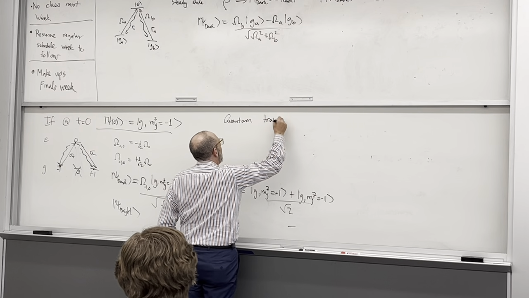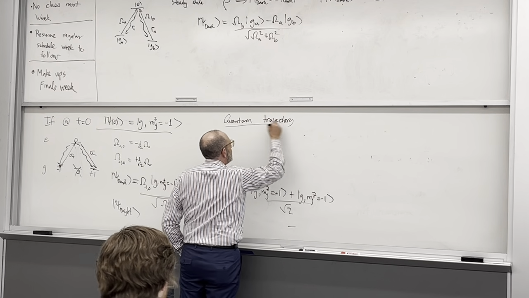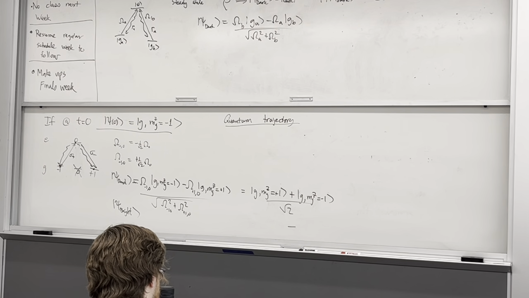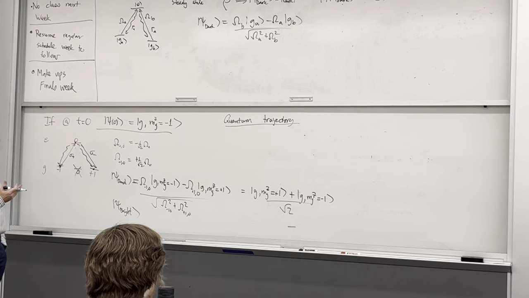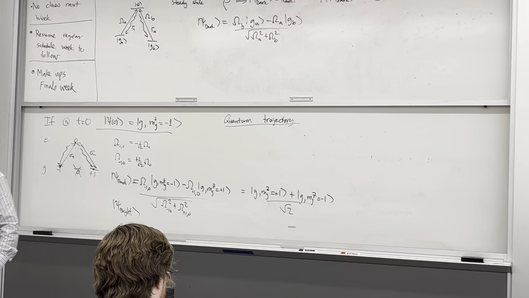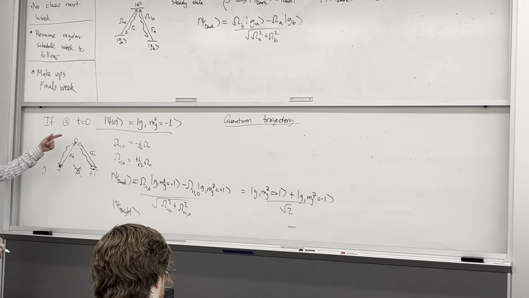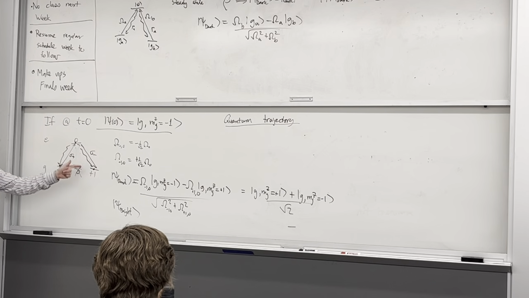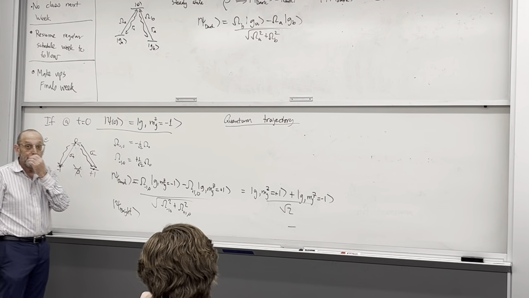Well, first of all, I have to ask, what are the jump operators in this case? Well, the jump operators are a little bit more complicated than we had when we had the two-level atom, because we have two possible jumps. I can either emit a sigma plus, or I could emit a sigma minus, right?